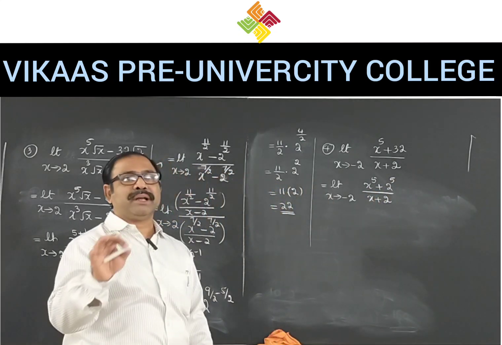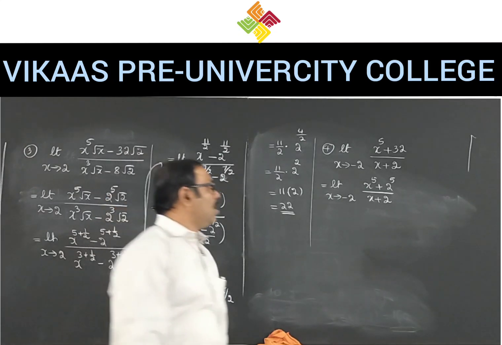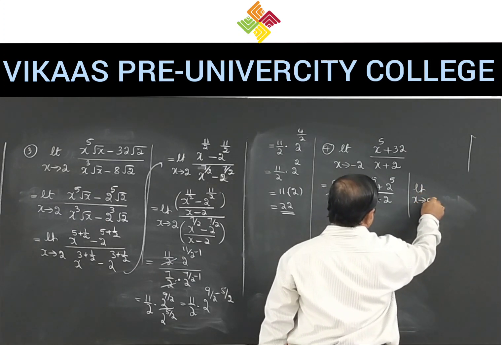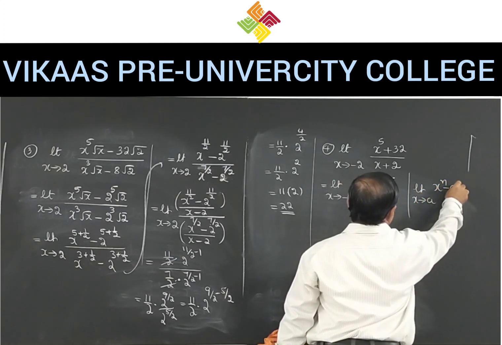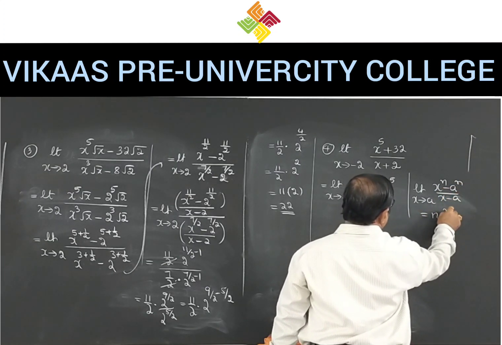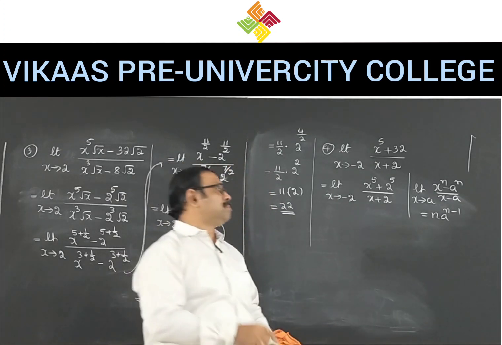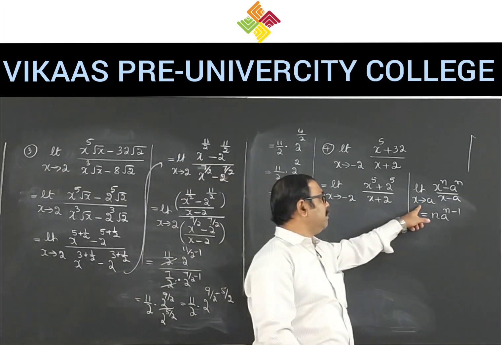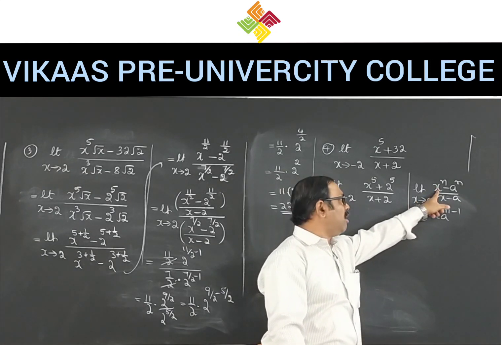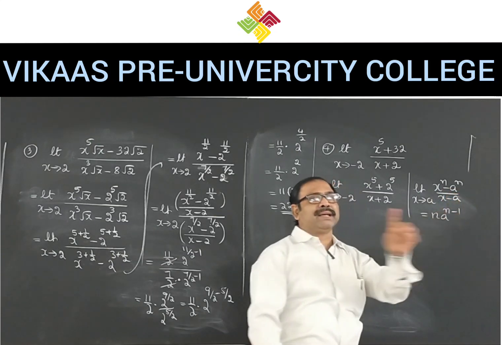First, recall the formula or recall the rule. What is the rule? Tell me. See, limit x tending to a, x power n minus a power n by x minus a, what is this? It is n into a to the power n minus 1. Please observe that the rule is applicable only when we have the problem in the form x power n minus a power n by x minus a.